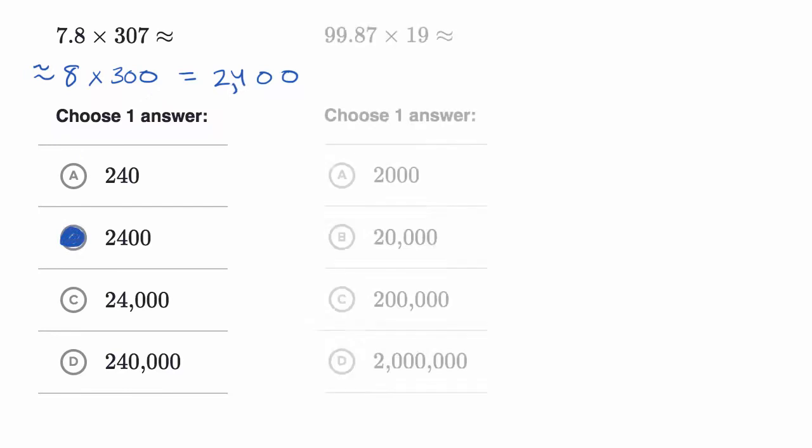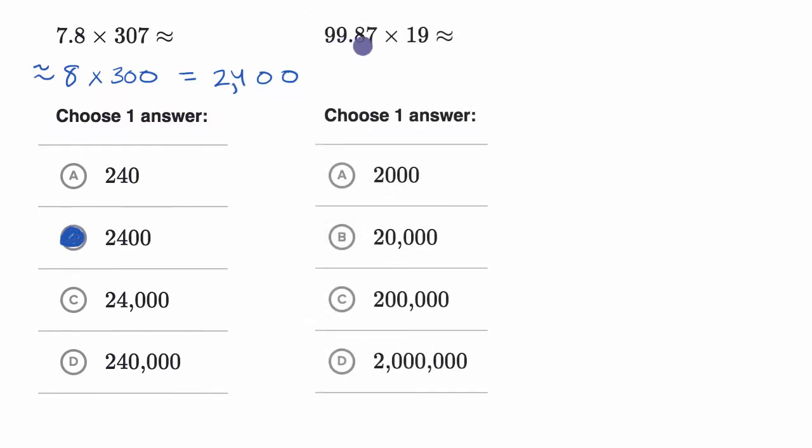Let's do another example. So here, we're trying to estimate 99.87 times 19. So pause the video again and see if you can come up with a good estimation. All right. So once again, not easy to do this in your head, but this 99 and 87 hundredths is pretty close to 100, and I could multiply 100 times 19. That's actually not so difficult. So for example, I could say 100 times 19 is equal to 1900.